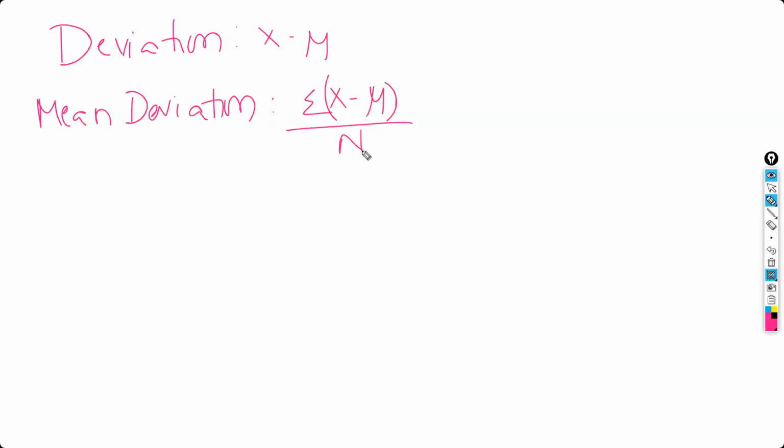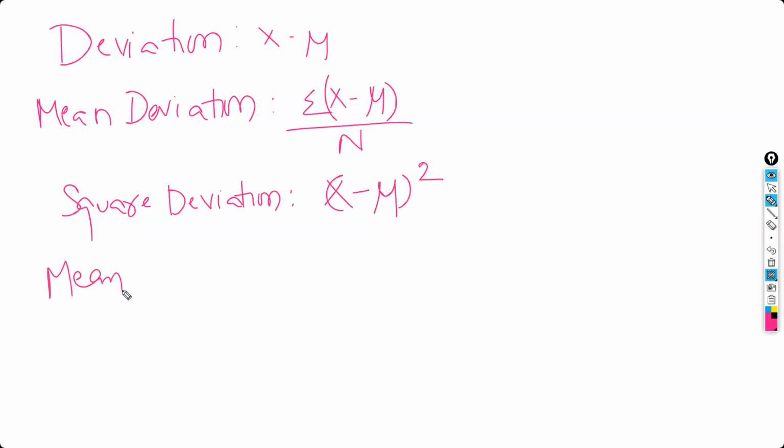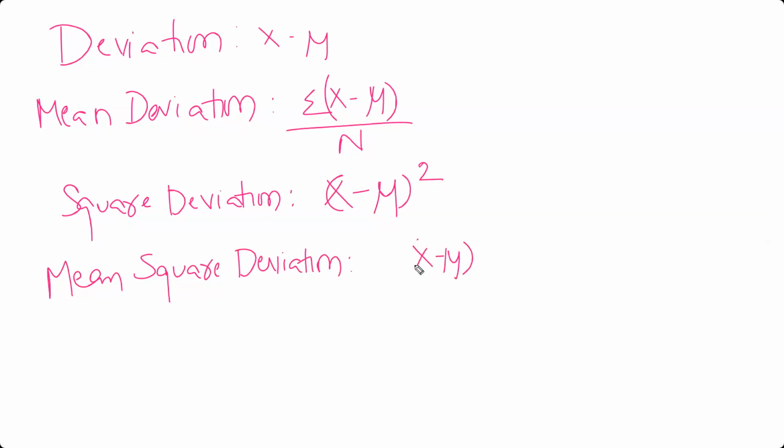The next one is called square deviation. What is square deviation? For every value, whatever deviation you get, you have to take the whole square. The next one is mean square deviation. What is mean square deviation? For every square deviation, you have to apply the mean. That is sigma of (x minus mu) whole square, divided by n.